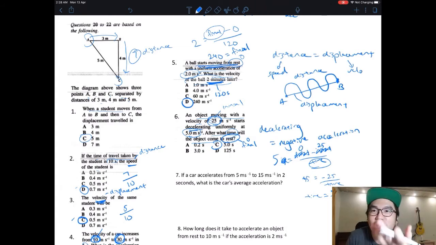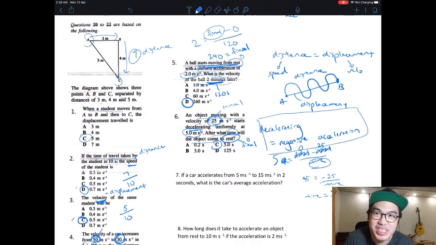Maybe you can get away with it. Okay, but the problem is, please don't do this. You might get it wrong in the exam, especially in paper 2. So make sure you understand: decelerating is negative acceleration. This is more of a physics thing, but good to know. You might not know how your teacher tricks you.